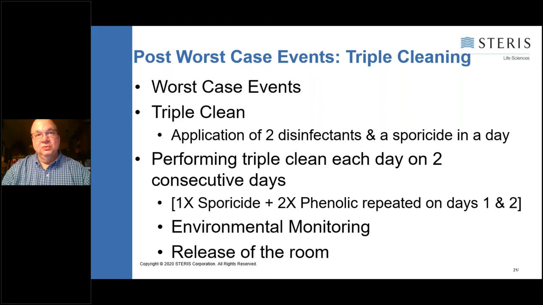Another option is what we call a 9X clean. It's very similar to doing a triple clean. It's using a sporicide followed by a phenol twice, and you do it 3 days in a row. So either of those is acceptable. Certainly another technology you could utilize is VHP. You would pre-clean the room with a disinfectant and then come in and use the VHP.